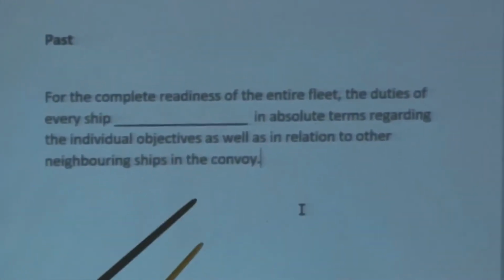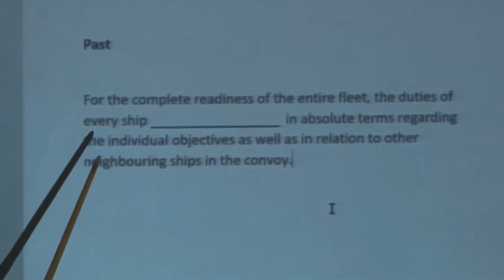See, the target sentence is a description of something which actually took place. Was assigned. Okay. Was assigned. Is that correct? Were assigned. Okay. So, this is the mistake which takes place. So, every ship was not assigned. The duties of every ship were assigned.